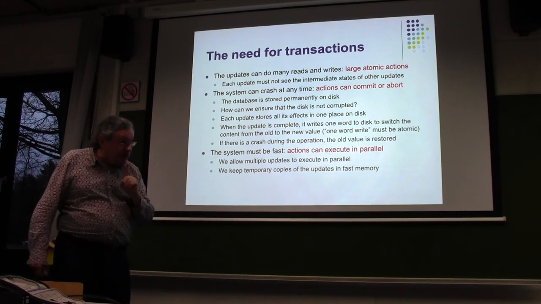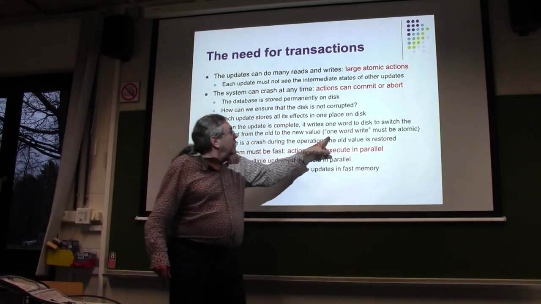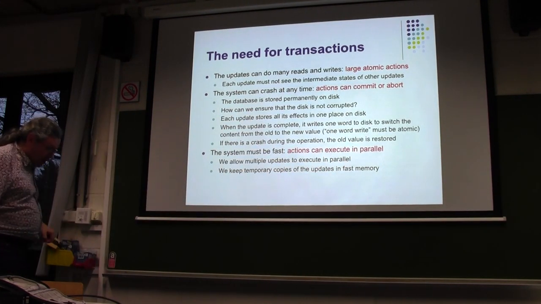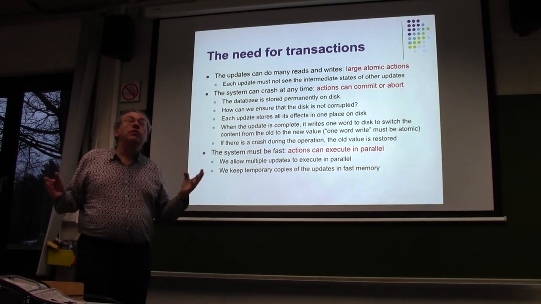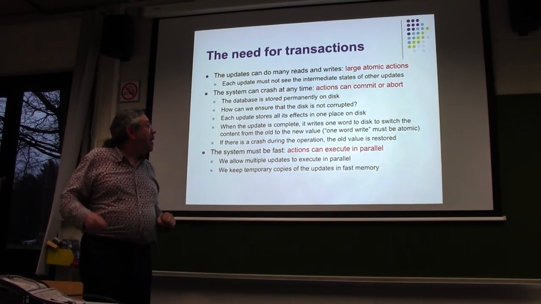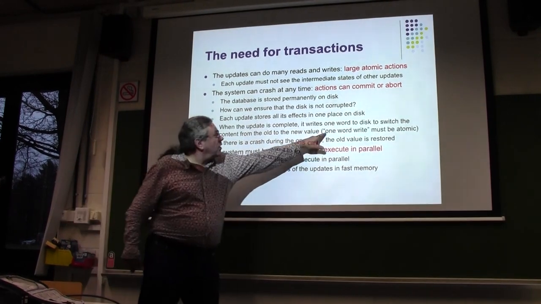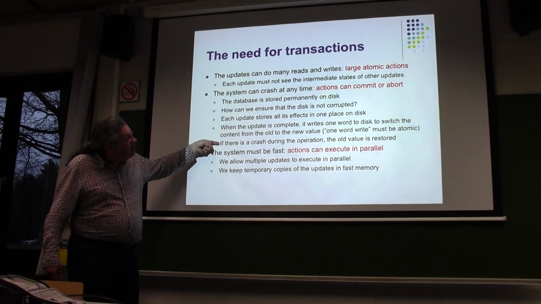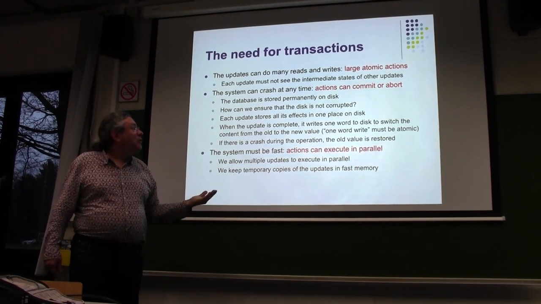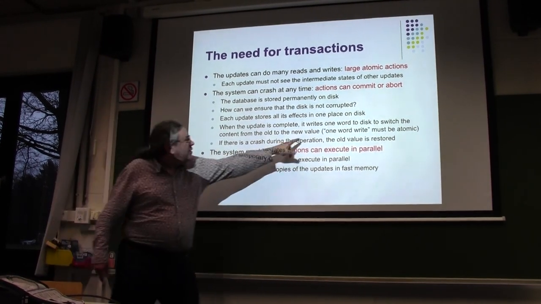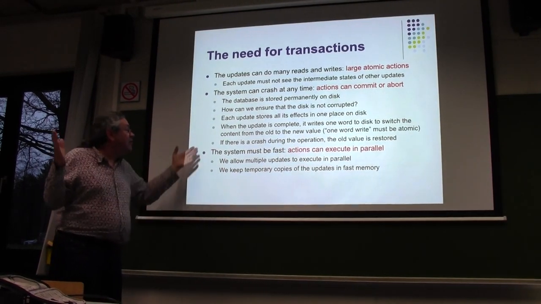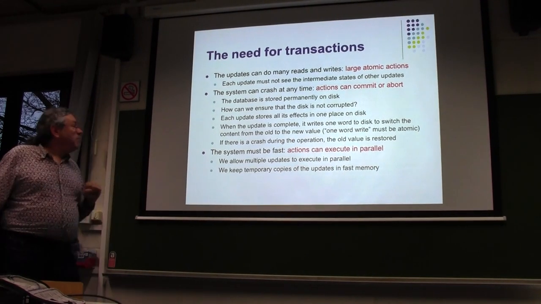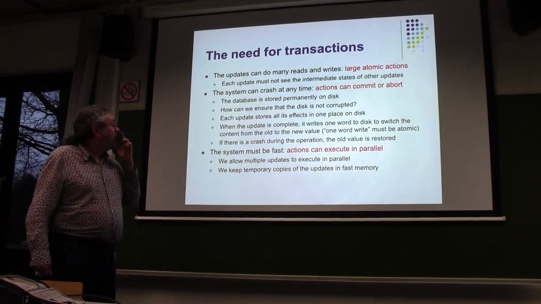That means the hardware has to satisfy this property. A one-word write to the disk must be atomic. That means it either happens or it doesn't happen. It doesn't happen halfway. That is the condition on the hardware for the disk. And if you have a crash anytime, then when you reboot, if it crashes before this write, then you restore the old value. If it crashes after, you have the new. So with this, you can guarantee that the database is not corrupt.